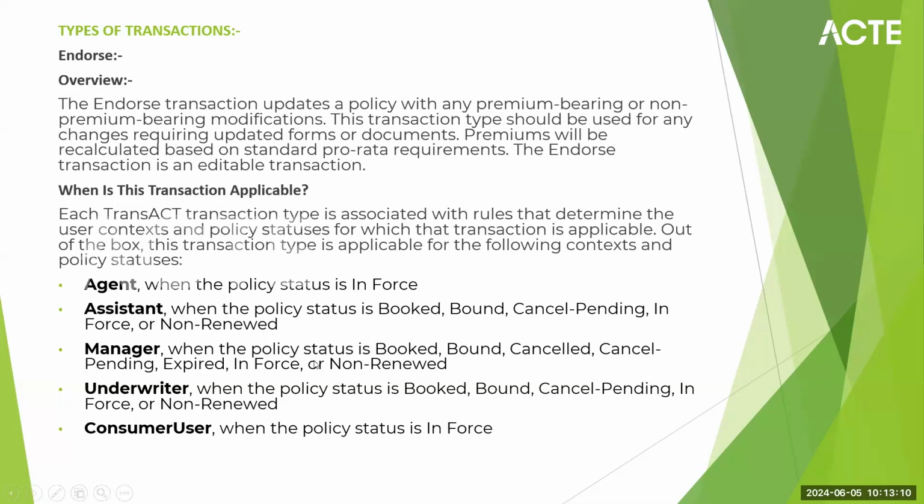When is this transaction applicable? Each transaction type is associated with the rules that determine the user context and policy status for which the transaction is applicable. Out of the box, this transaction type is applicable for the following context and policy status. Agent, when the policy status is in force. The policy should be in force and then the transaction will be applicable. Next, assistant, when the policy status is booked, bond, cancel pending, in force or non-renewed. If the policy status is any of these, it will be applicable.